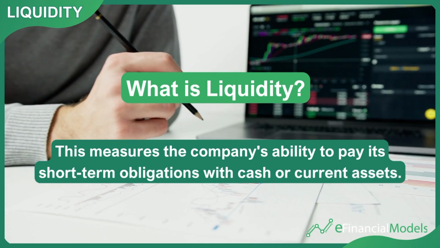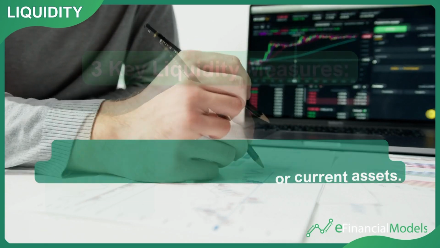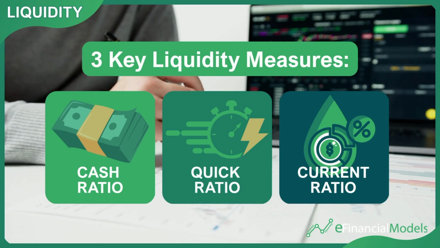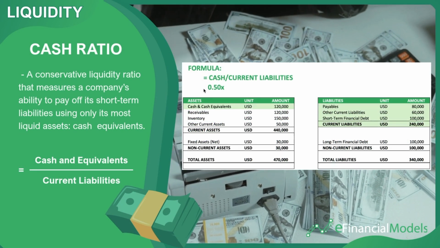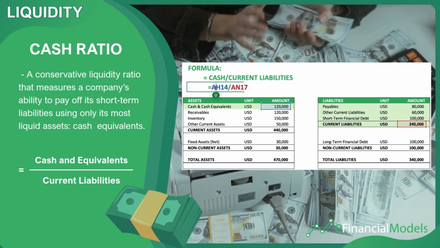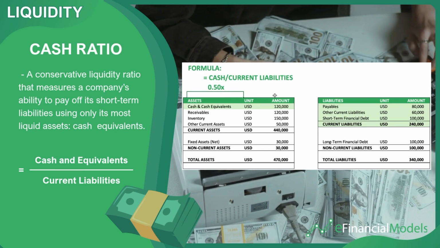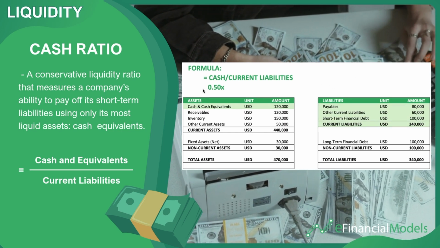This measures the company's ability to pay its short-term obligations with cash or current assets. The three key liquidity measures are cash ratio, quick ratio, and current ratio. The cash ratio is a conservative liquidity ratio that measures a company's ability to pay off its short-term liabilities using only its most liquid assets, cash and cash equivalents. It is calculated by dividing cash and equivalents by current liabilities.